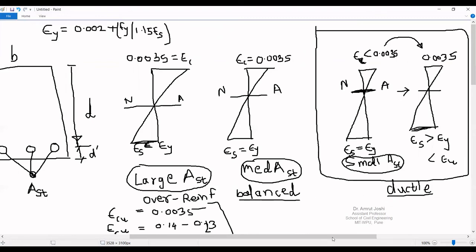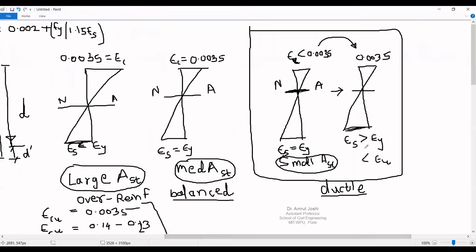Whereas this section, where when the steel has reached the value of yield strain, the extreme compression fibers are well below the ultimate compressive strain of concrete, that is 0.0035. This section is called an under reinforced section.